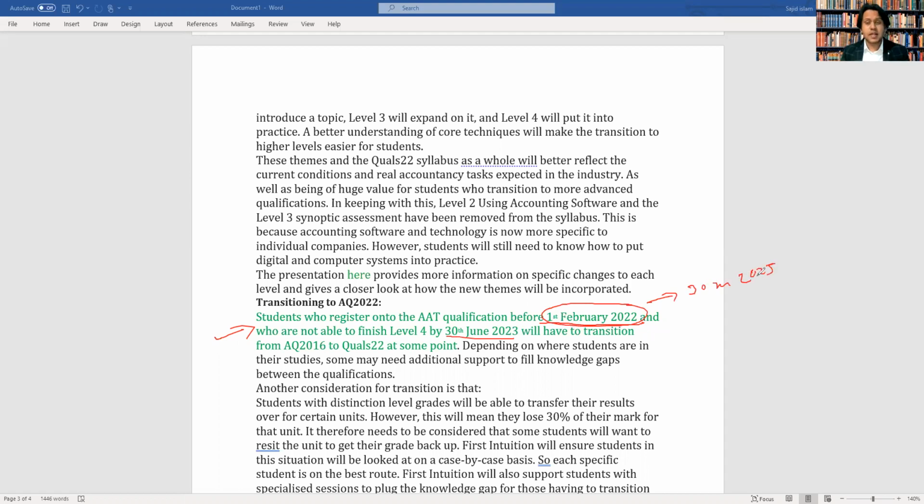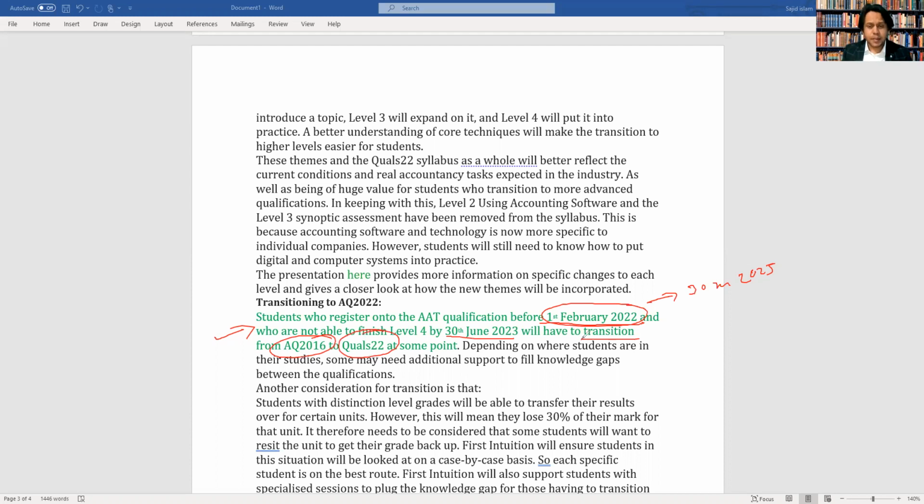2023 is not a very long time, it's about 1.5 years, isn't it? So within 1.5 years, if you cannot finish all of level 2, level 3, level 4, then you will have a transition from AQ2016 to Quals 2022. So you move from the old syllabus to the new syllabus automatically.